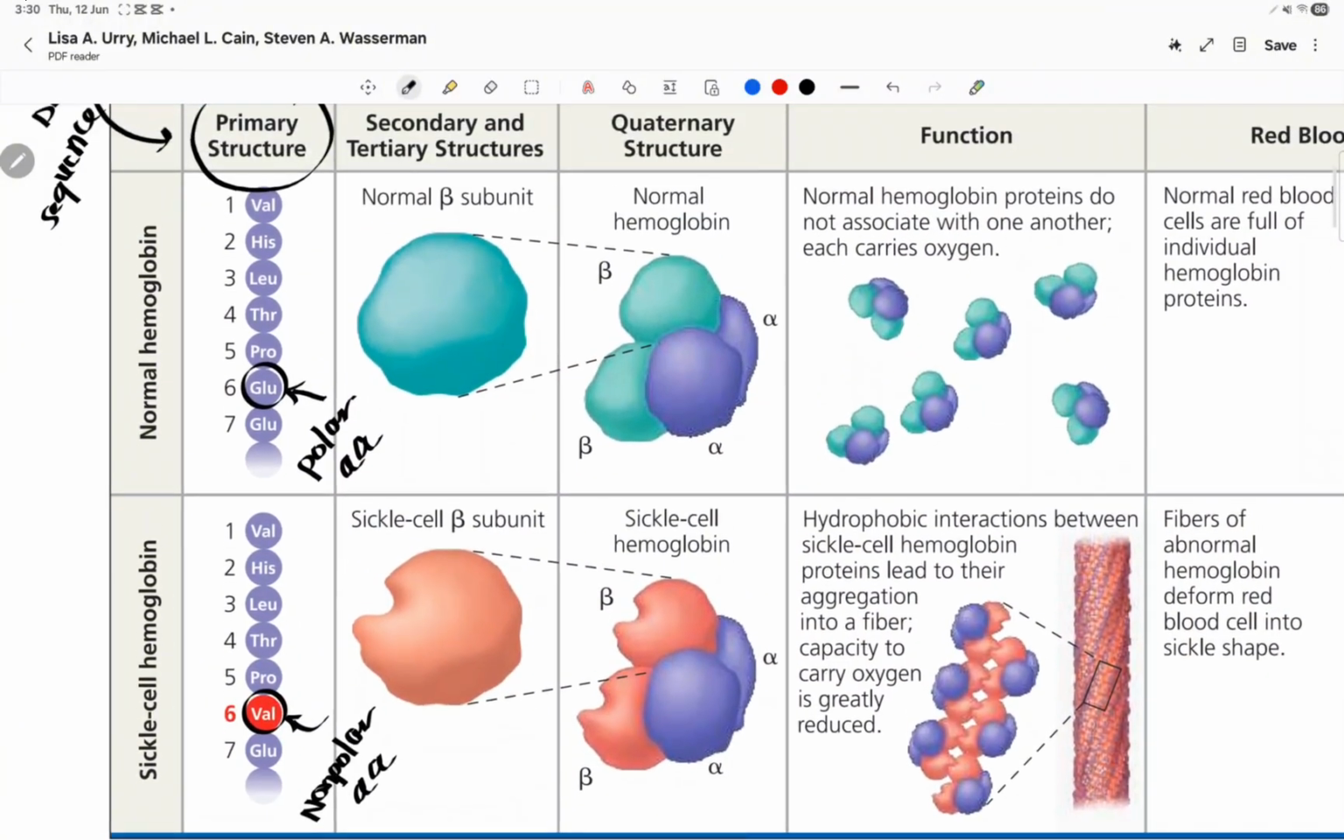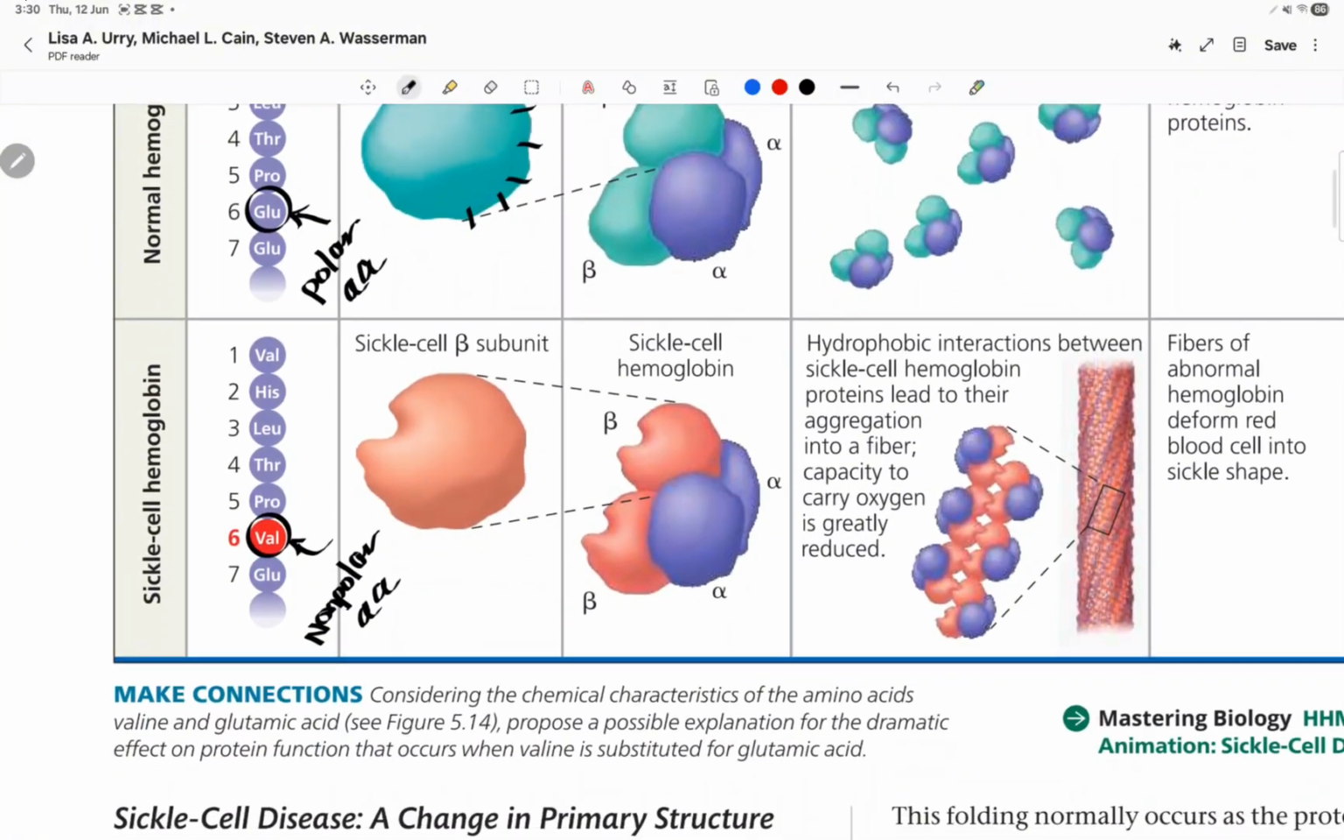The problem is glu is found on the outside of the hemoglobin. What's also on the outside? Water. So glu being there is okay, but val being there is not okay. That's why now it's going to form this corner point, or it's like a hole, to avoid contact with the water. And now it's going to be forming this sharp edge, which means it will now get stuck inside the capillaries, and the person is going to be suffering from lack of oxygen in their body.